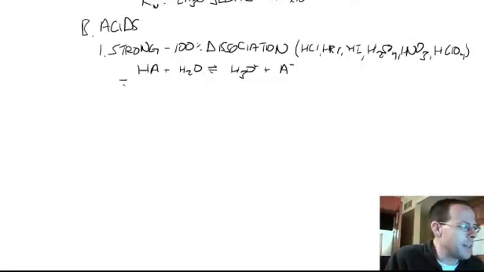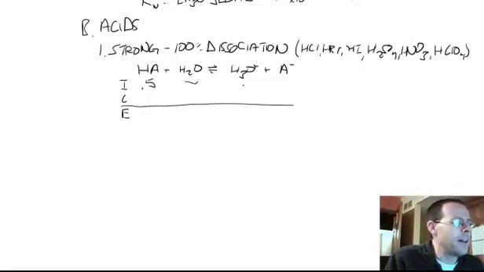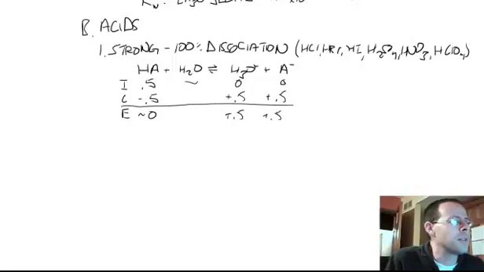If we set up an ice table, let's say we have a 0.5 molar solution. Because water is a pure liquid, it's not going to matter. We have 0 hydronium to start with, 0 anion to start with. Because it is basically 100%, the HA change is basically minus 0.5, so x is 0.5. Hydronium is plus 0.5, anion is plus 0.5, and HA becomes approximately 0. At equilibrium, we have plus 0.5 and plus 0.5.